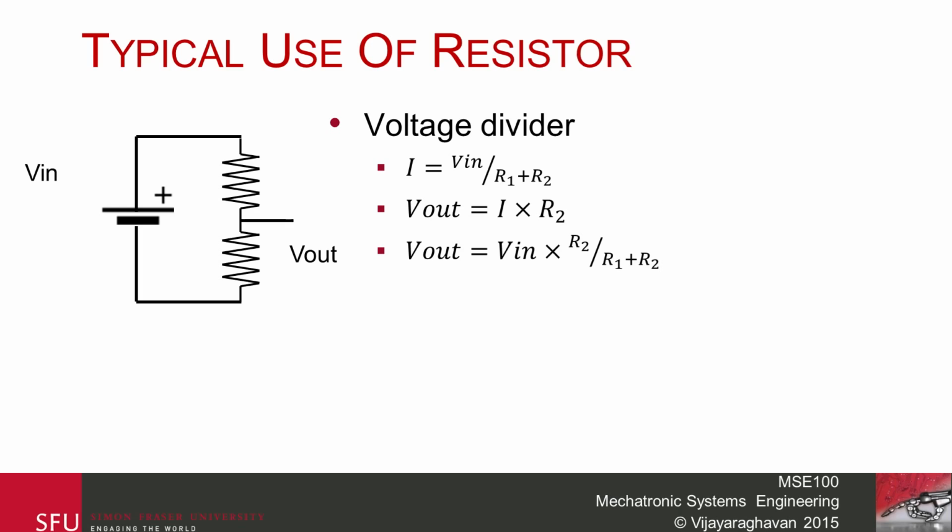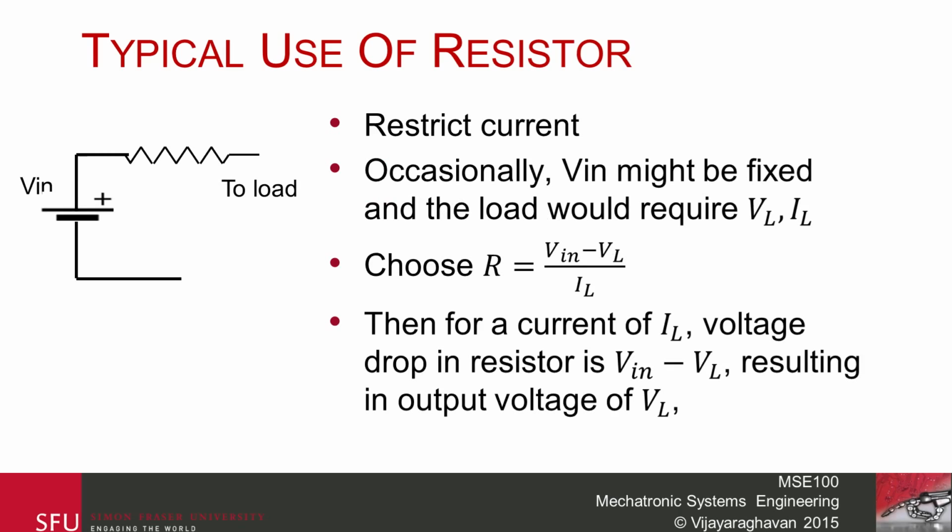Based on the values of R1 and R2, we can get different values of the output voltage, and in the special case that R1 is equal to R2, the output voltage is going to be exactly half the input voltage. The other use of resistances is when we want to restrict the total current that is flowing through our load.